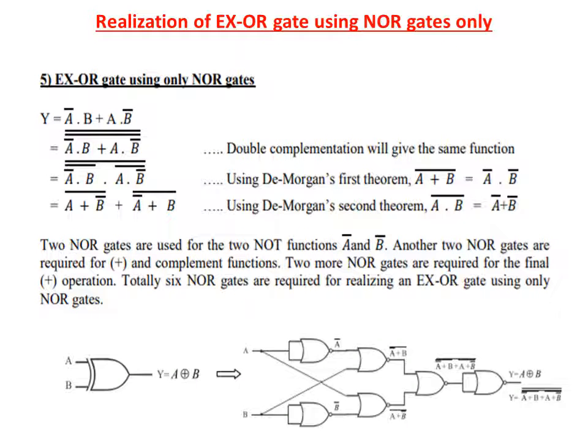Realization of XOR gate using NOR gates. The XOR gate expression is a bar dot b plus a b bar. Then we apply double complementation and De Morgan's theorems. Finally, we write the expression this way: (a plus b bar) the whole complement plus (a bar plus b) the whole complement. Now for the implementation, the two inputs are given this way. We obtain a bar at this position and b bar here. Now at this position (a bar plus b) the whole bar, and here (a plus b bar) the whole bar. Then the output at this position is y is equal to a exclusive-OR b.